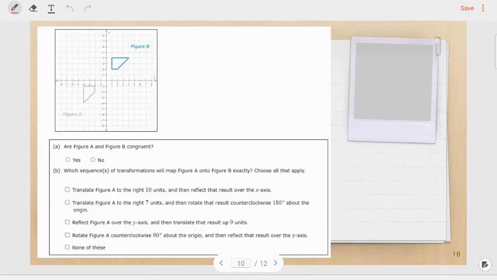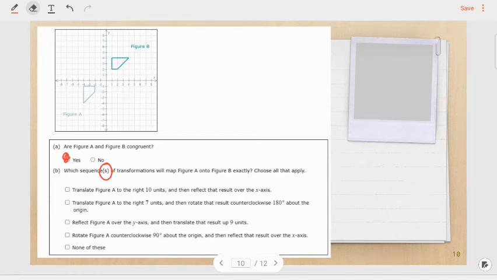Okay. On this one, we have multiple sequences. So what is going to move figure A to figure B? Now, first off, are they congruent? 1, 1, 2, 2, 3, 3. Yes, they are congruent.